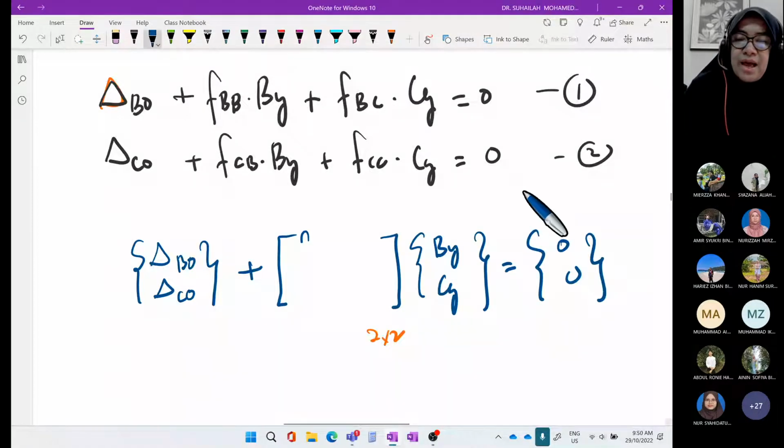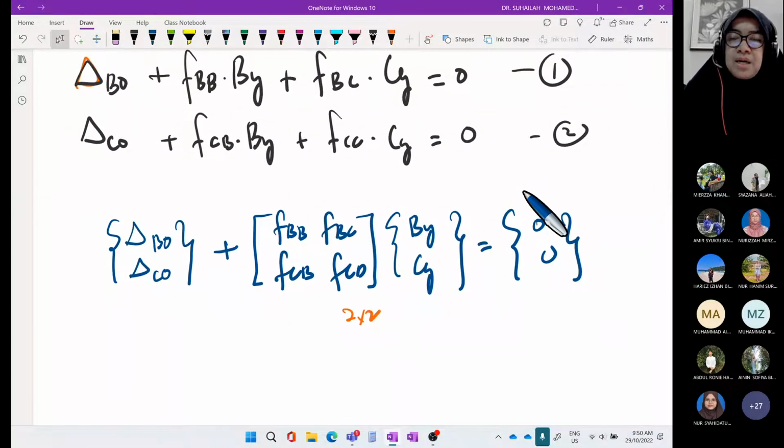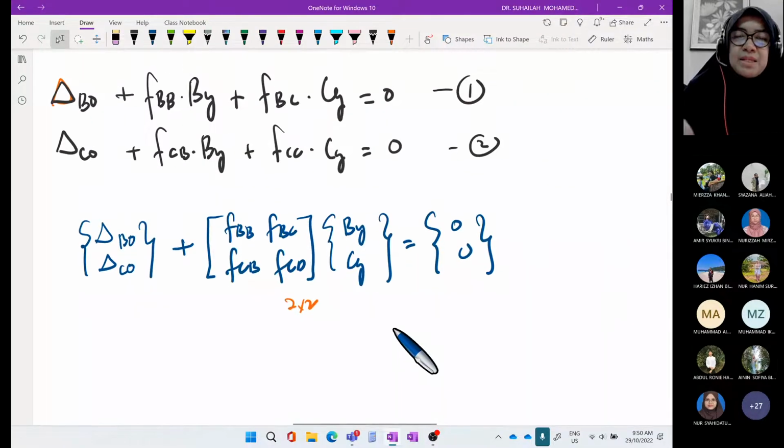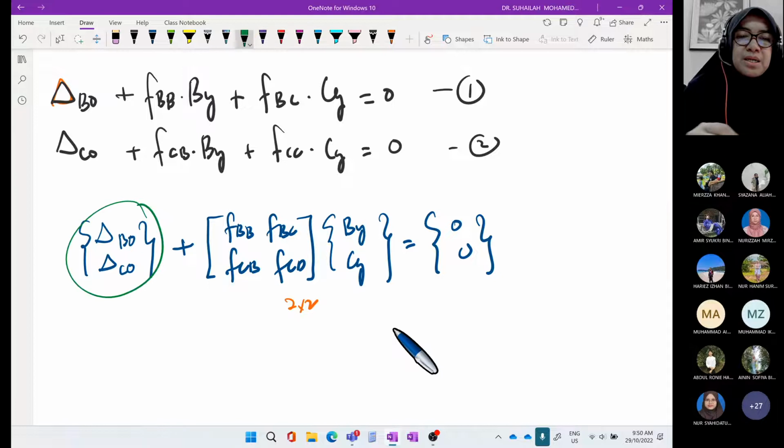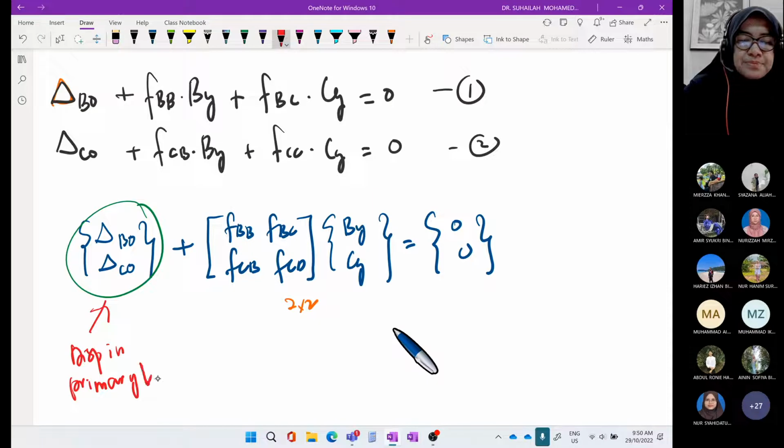Okay, so this is FBB, FBC, FCB, FCD. Okay, so this is actually the compatibility equation. In the compatibility equation, we group these two. These two are displacement in primary beam. Displacement in primary beam, delta B naught and delta C naught, redundant 1 and redundant 2.